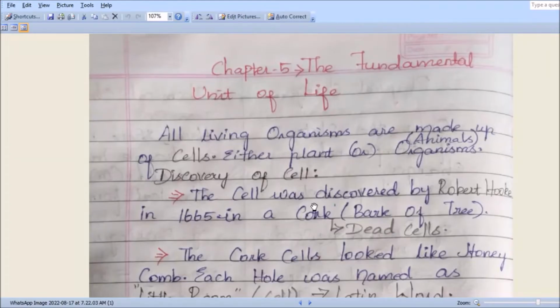Going to see about the fundamental unit of life. So this unit comes under CBSE grade 9. I'm going to show you some things about this fundamental unit of life. Today we are going to see about the introduction.